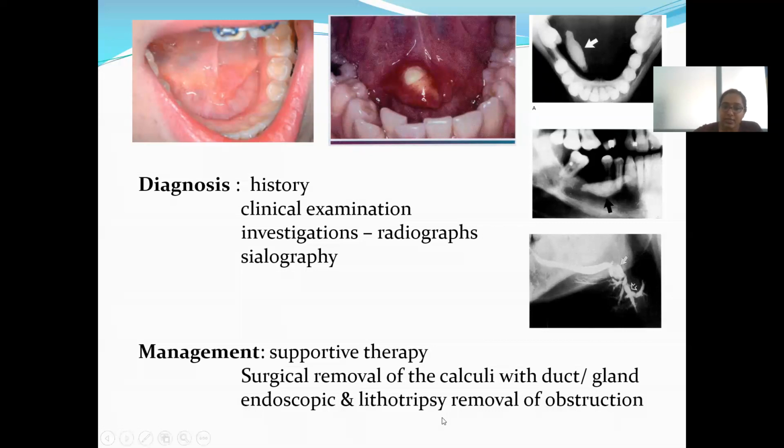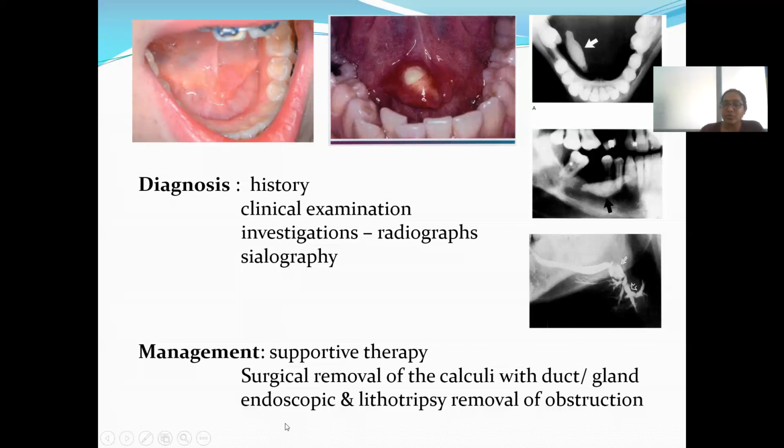When the salivary stone is small and very near to the gland, and you cannot palpate it, you know exactly where its location is through the radiographs, but you're not able to access it through the oral cavity, through manipulation. If you cannot identify it, you can go for endoscopy.